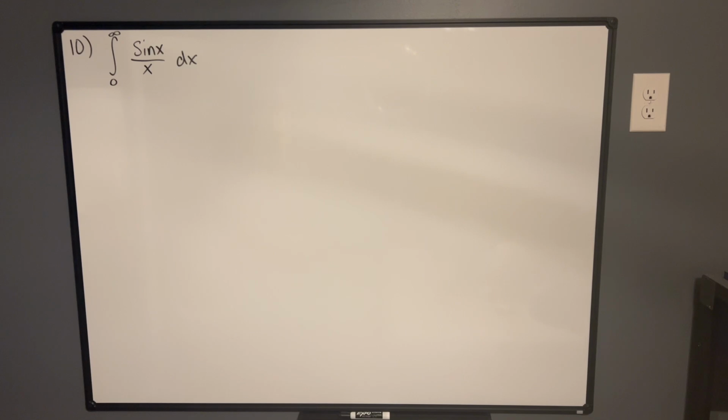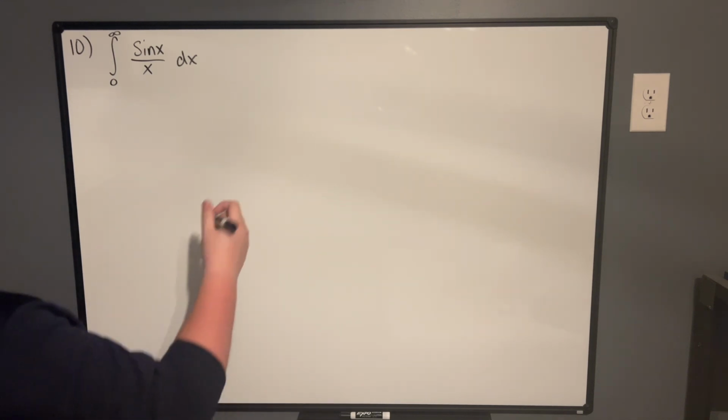So we have the integral from 0 to infinity of sine x over x. This is a very tricky integral because the elementary techniques that we have won't work. We actually will need to use Feynman's trick, which isn't taught very often, I find, in calculus classes, but it can be very useful. So Feynman's trick basically says we want to set up a function of a different parameter.